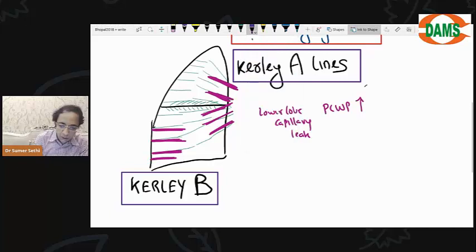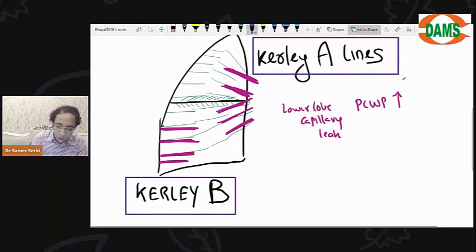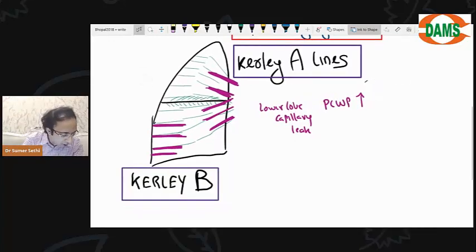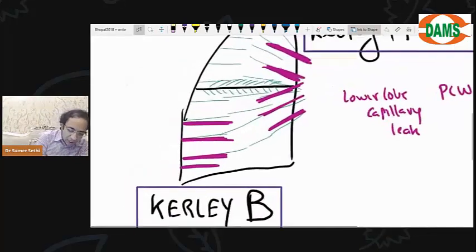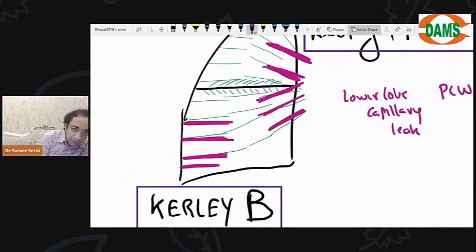Okay, Curley was a British pulmonologist who described them. His name was Sir Peter Curley. So these are Curly lines. Okay, so these lines on the X-ray start at the periphery, they touch the periphery, so we say they start at the pleura, beta.